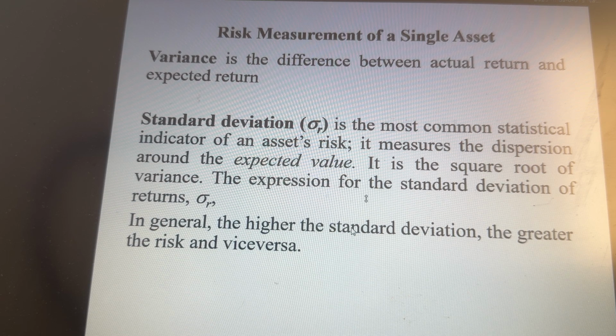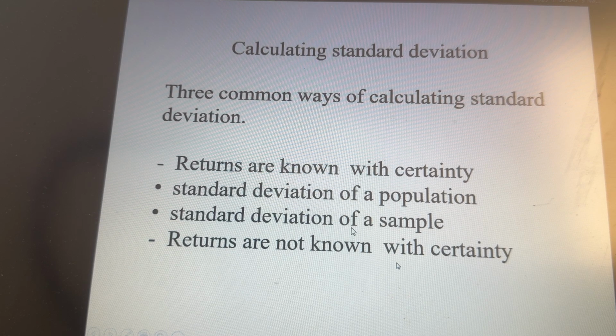So we can say a high standard deviation for a single asset shows high risk. A lower standard deviation for the asset shows lower risk. That is how risk is connected with the concept of standard deviation.